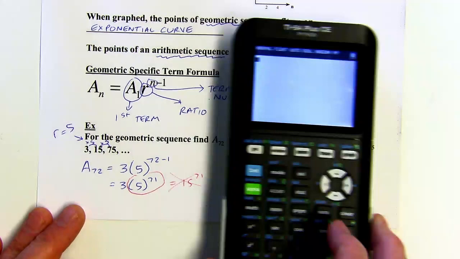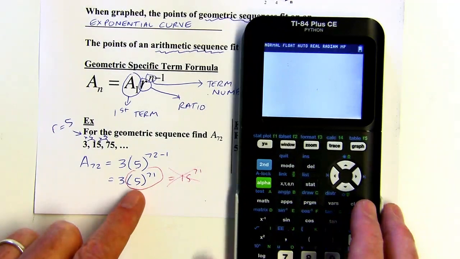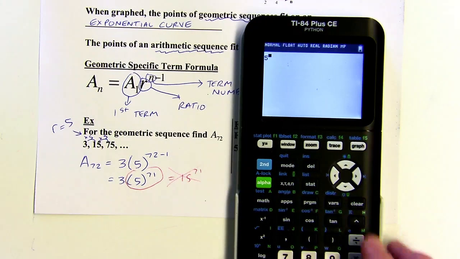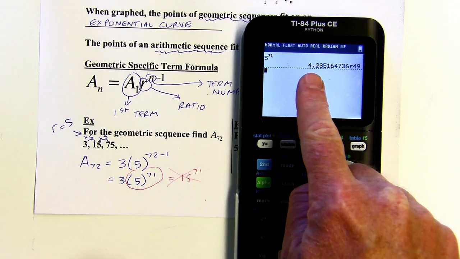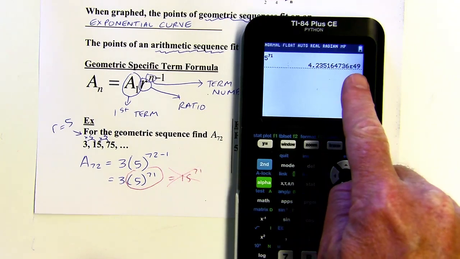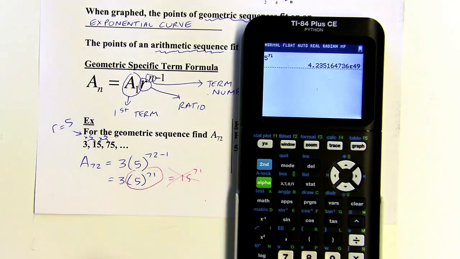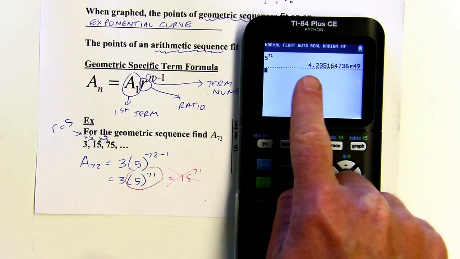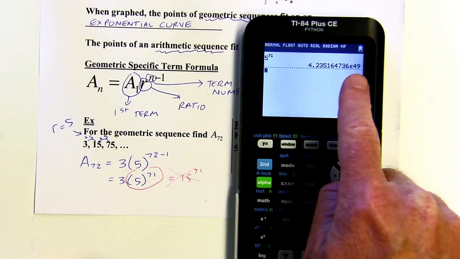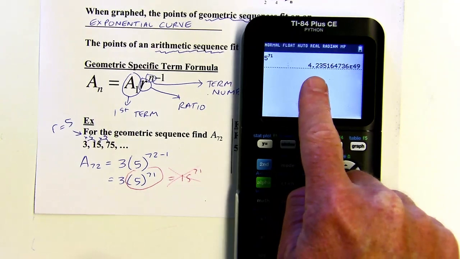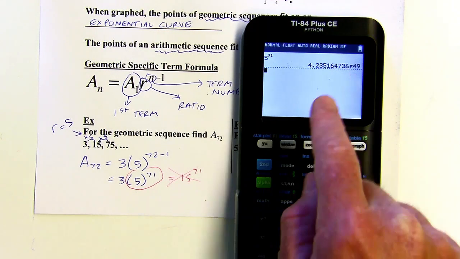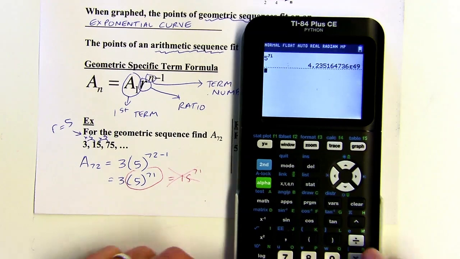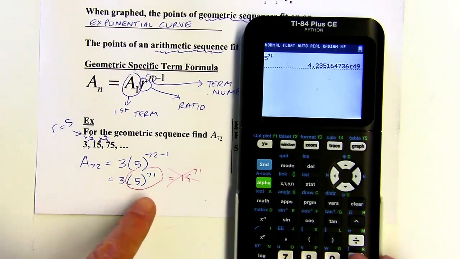Okay, so this is going to be a pretty large number because we're raising 5 to the 71st. Okay, and so I've got this, it looks, hey, that's not that big, 4.23, but wait a second, it's got this E49 thing at the end. So if you see that on your calculator, that means we're dealing with scientific notation. So it really means it's this decimal times 10 to the 49. So in other words, the decimal point is going to be to the right 49 spaces. So it's a very long, a very large number. But that's okay.